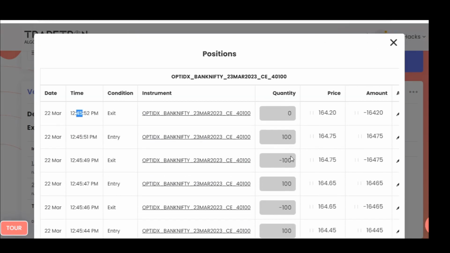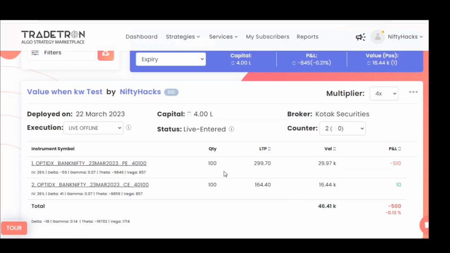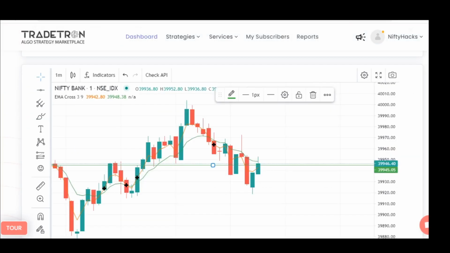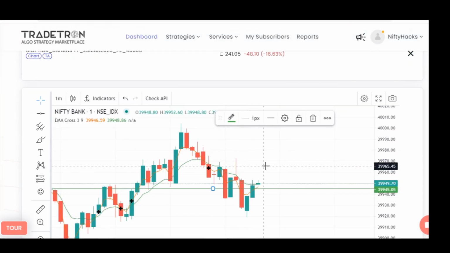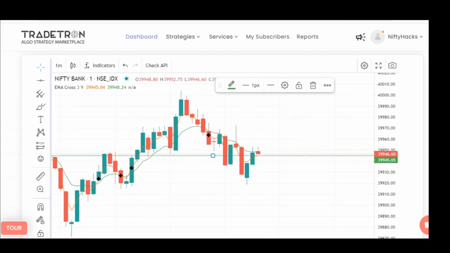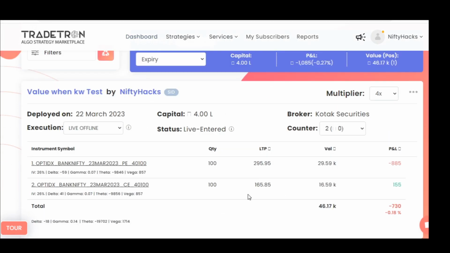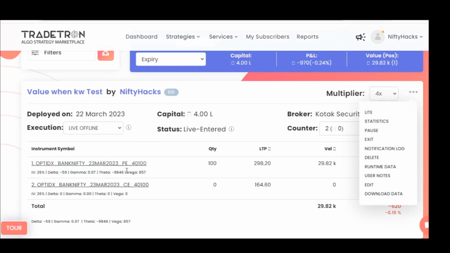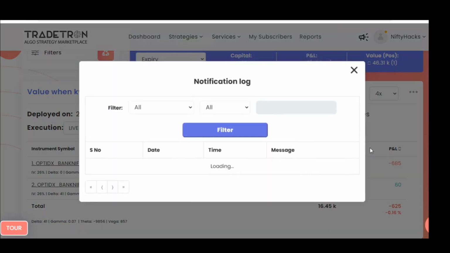And as you can see, exit and entry are happening again and again in put and call side because of these fluctuations, right? But the intention was to know whether the value and keyword are working properly or not. For this looping, you need to add net quantity and position details. So that was not the purpose of this video.